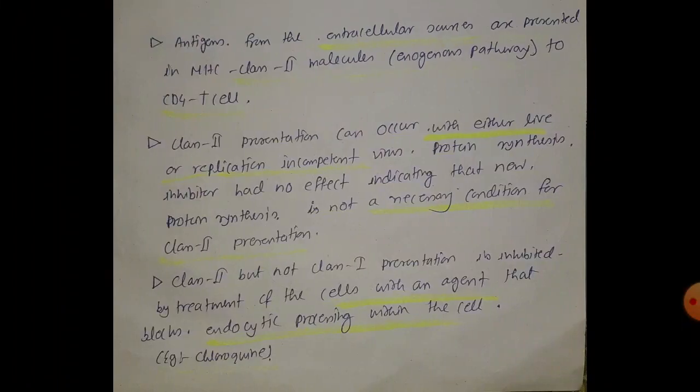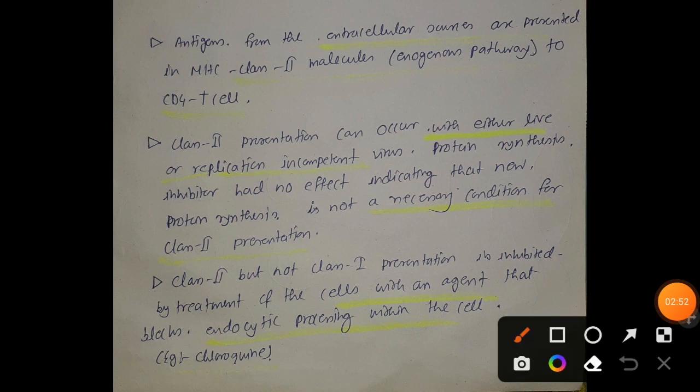When I talked about the endogenous pathway, I told you that you can prevent the expression of class 1 presentation by any kind of protein synthesis inhibitor, right? Now remember, you cannot use any kind of protein synthesis inhibitor if you want to prevent the expression of the MHC class 2 molecule. Class 2 presentation can occur with either live or replication incompetent virus, so protein synthesis inhibitor had no effect, indicating that new protein synthesis is not a necessary condition for class 2 presentation.